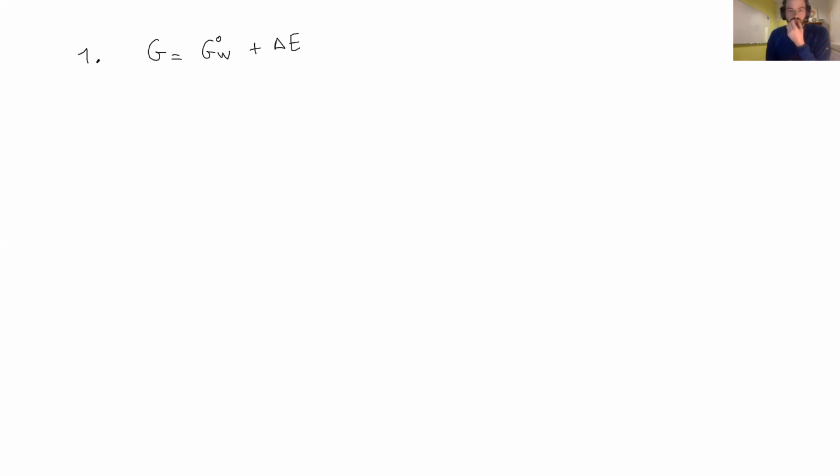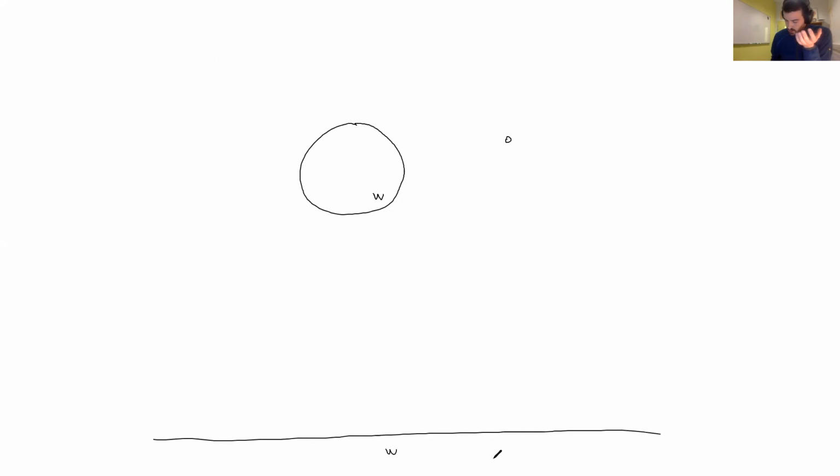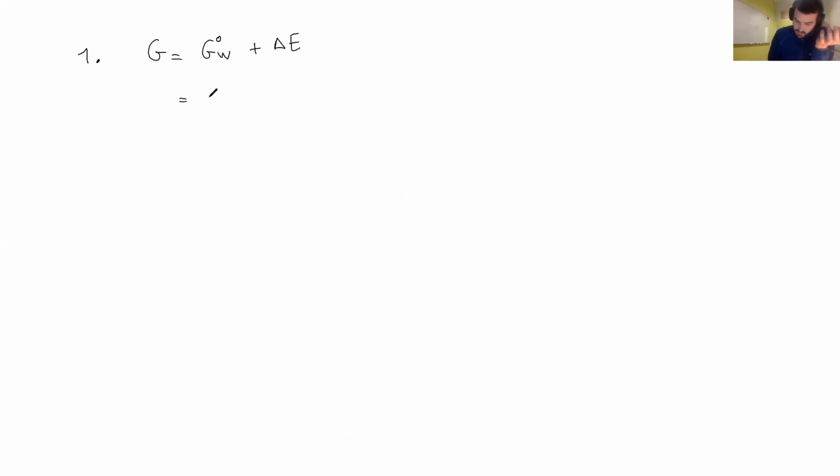What is delta E? What is the difference between being here or here? This would be pure water chemical potential. Let's say it's a reservoir of water. Here it's a droplet that has a shape with an interface. So we are back to the idea that there is a cost to this interface. So delta E is 4 pi A squared times gamma, the water-oil surface tension.